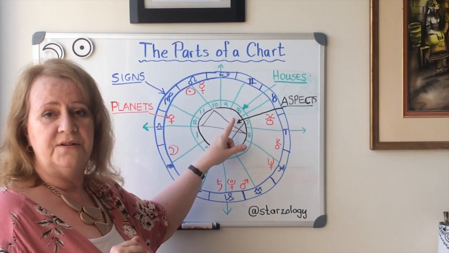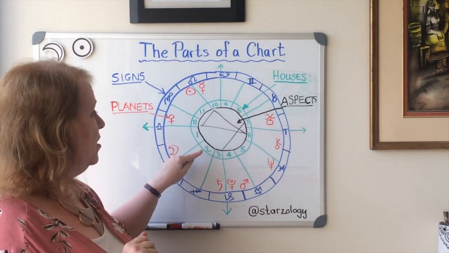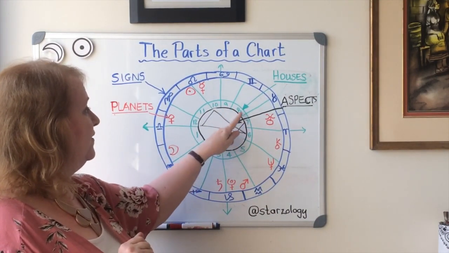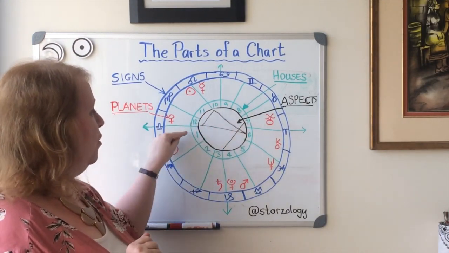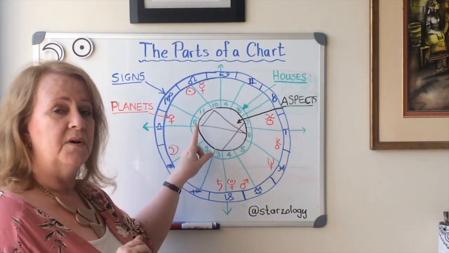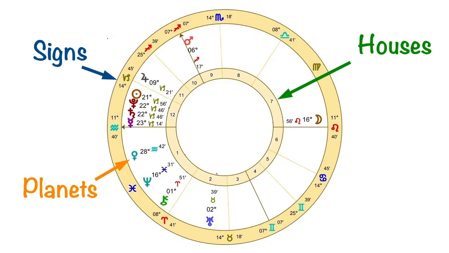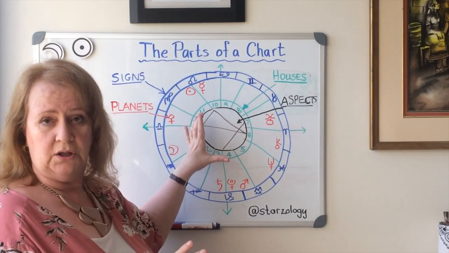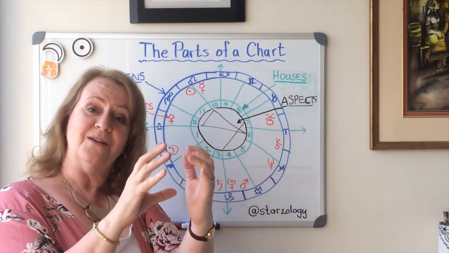So third up are the houses. The houses I've drawn here in green. There are 12 houses and they are numbered 1, 2, 3, 4, 5, 6, 7, 8, 9, 10, 11, 12. The green houses always flow in this particular arrangement. The first house is always in this position, then 2, 3, and it goes anti-clockwise around the chart. There are 12 houses. And the houses are the third circle moving inwards, because we have signs, planets, and now we've got houses.